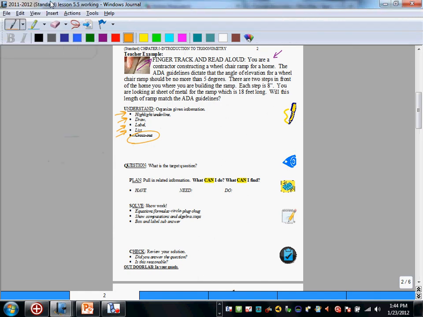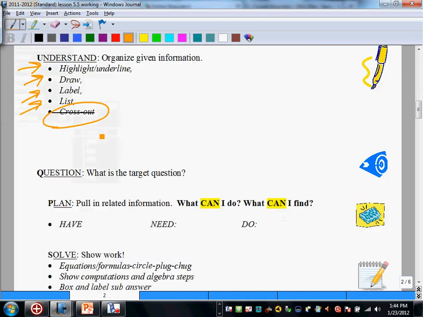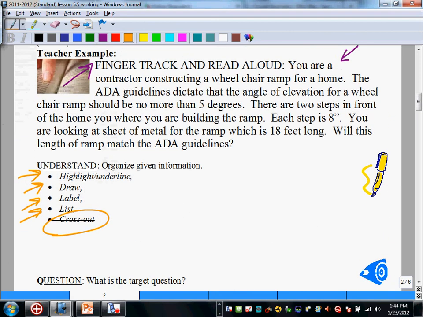All right, students, take a look up here. This is what we need, and I'm going to do this with you, so pay attention and watch how I do this. Now, just to warn you, there's going to be a test in the future where I'm going to have these little cue words. Failure to follow those cue words will actually cost you points. What cue words? The highlight, underline, draw, label, list, cross out.